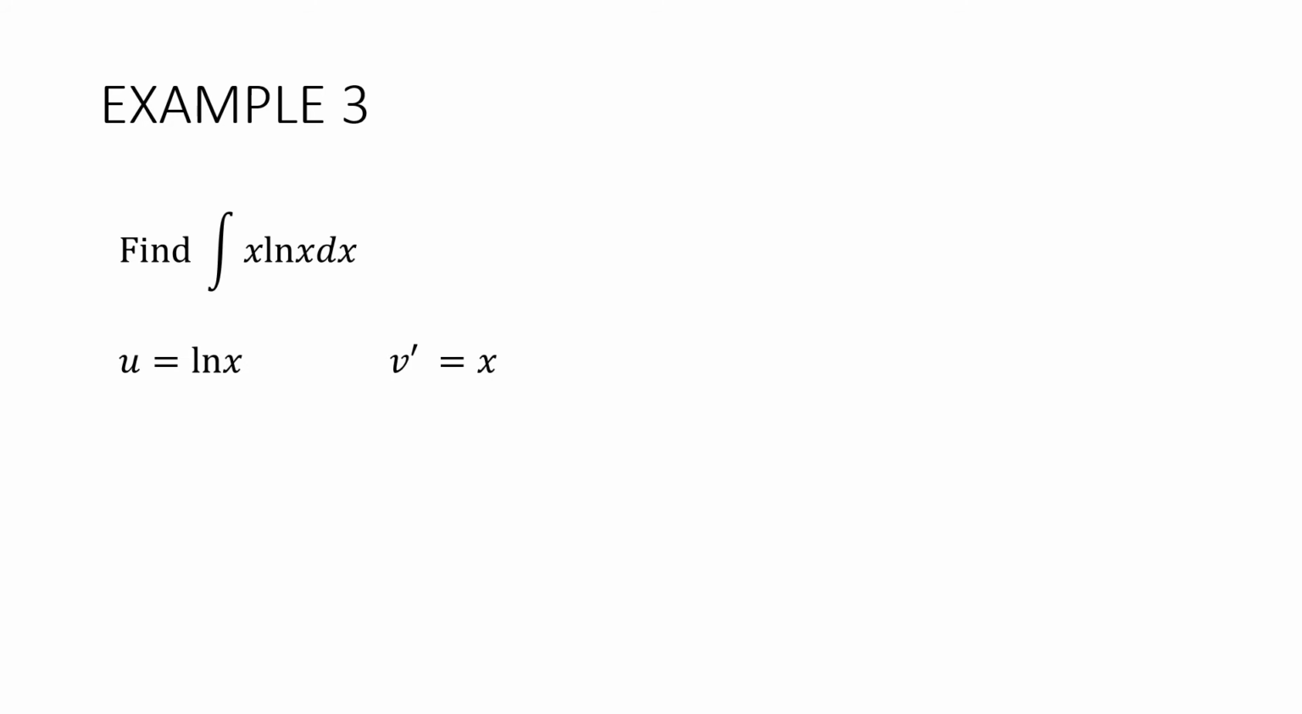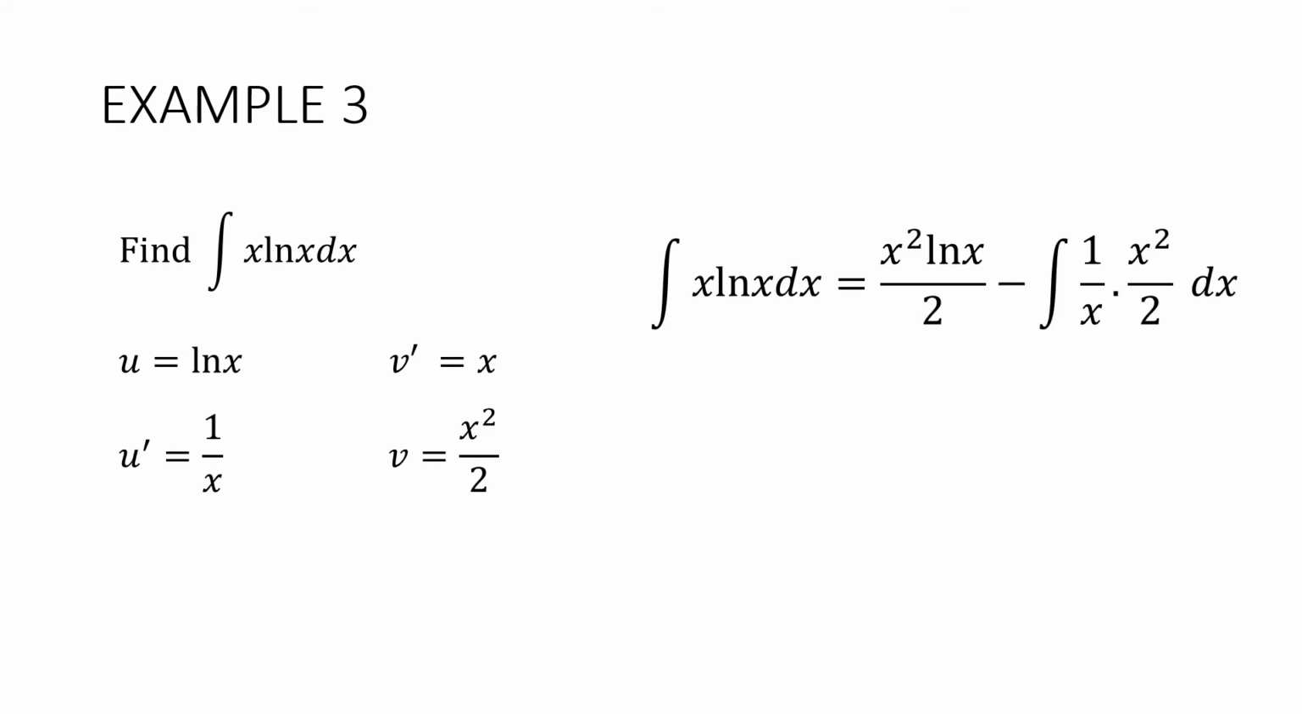And so this is going to become 1 on x, and when we integrate this we get x squared on 2. Okay, into the formula we need u times v, which is x squared ln x on 2, take away the integral of 1 on x times x squared on 2. Now tidying this all up, we're going to get x on 2, which is a very easy thing to integrate.